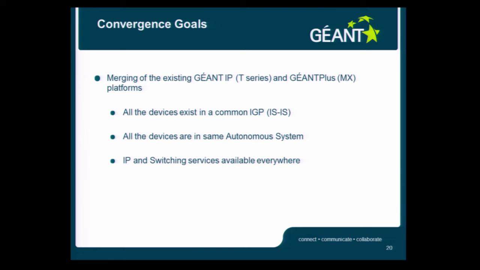So we wanted to make sure that we can support all the IP and switching services in all the POPs that we have. Obviously the Lambda services we can only support where we have our own dark fiber. We don't have dark fiber everywhere, so we thought at least we could support IP and switching services on all the POPs. So that's what we did.